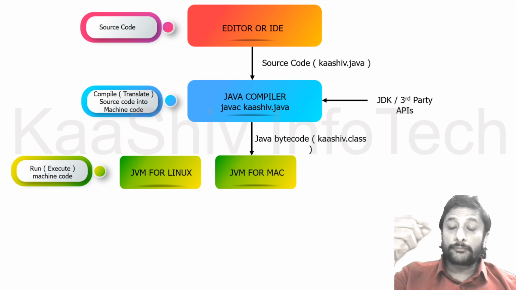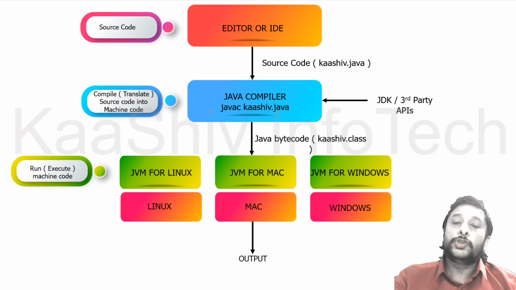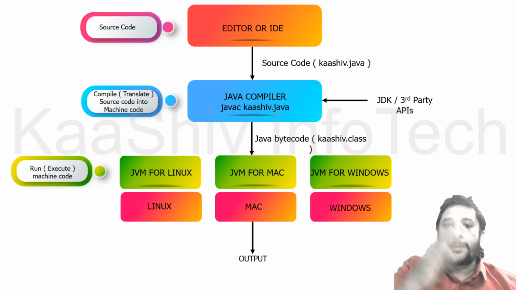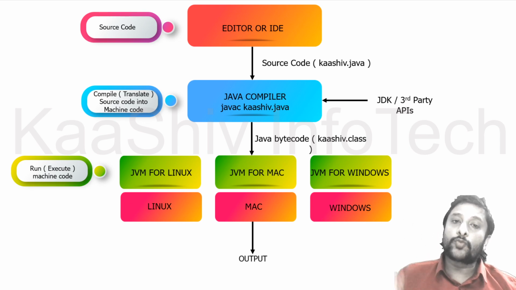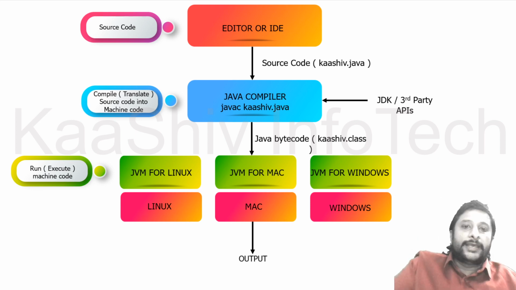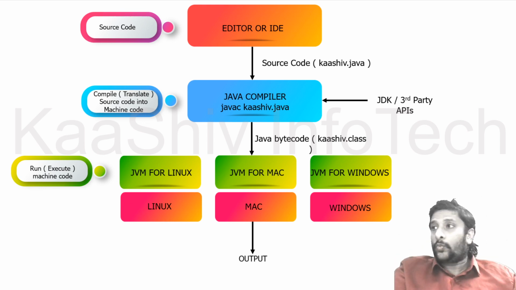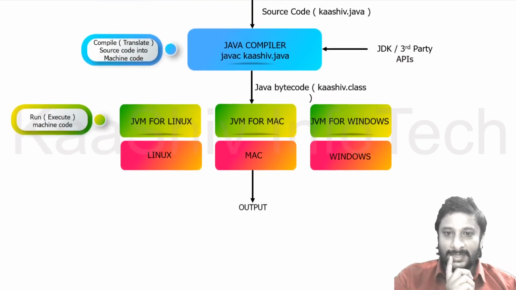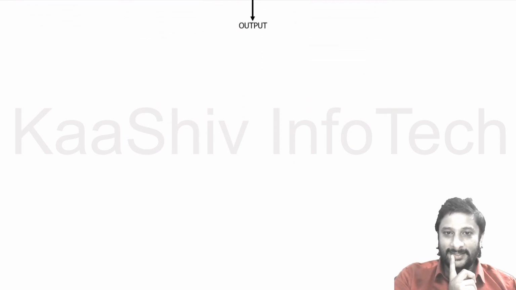Now, digging further, I have my editor and my Java compiler here. Here is a Java virtual machine. For each operating system, you have a specific Java virtual machine: JVM for Linux, JVM for Mac, JVM for Windows. You have specific virtual machines. This is how your Java works. I have the editor, write the source code, and it is converted into bytecode using the compiler. Then, based on which VM it is, it starts executing.